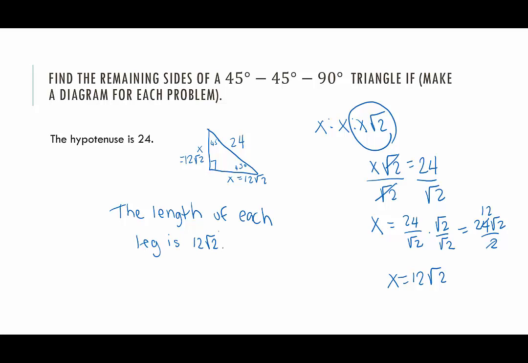These have been examples of finding the remaining sides when we have a 45-45-90 degree right triangle.